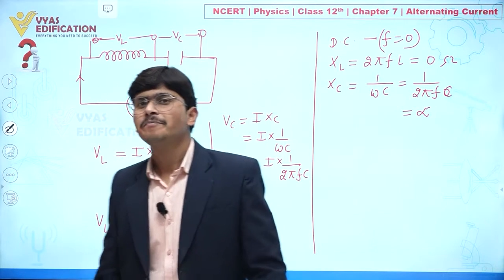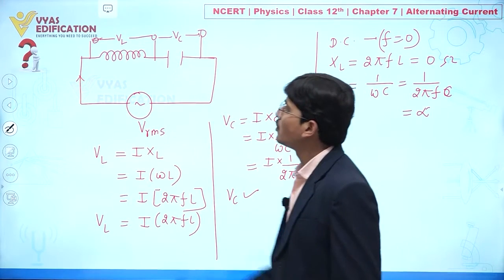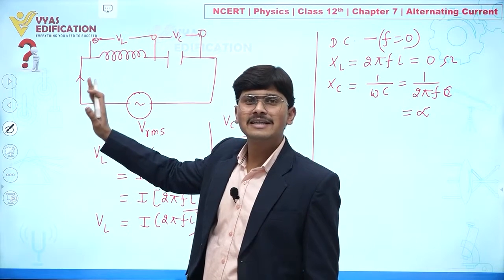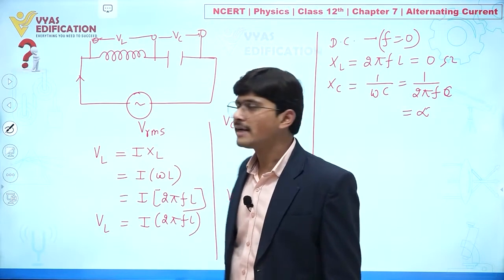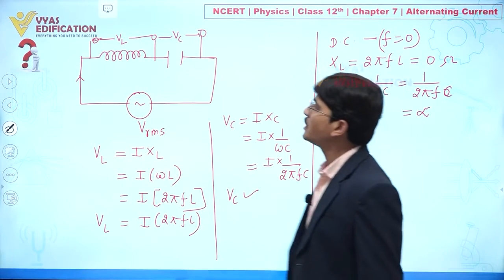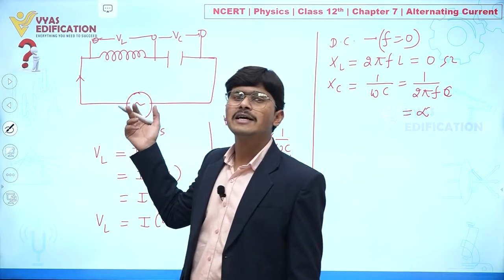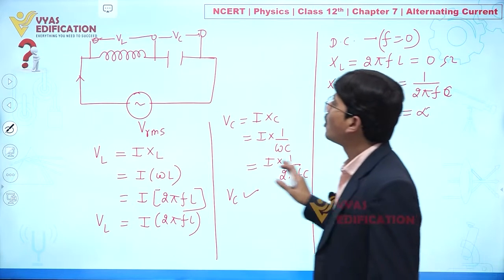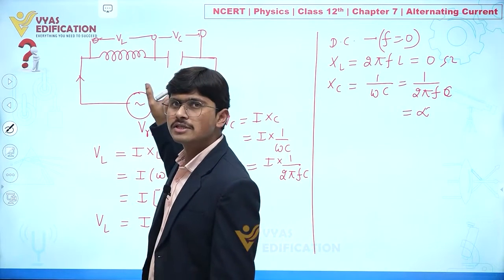Because I can say the resistance offered by this inductor with respect to DC current is 0. So there is no use. You can assume it just like a single wire, a wire having 0 resistance. So in the case of DC, all the potential drop you will find across this capacitor.